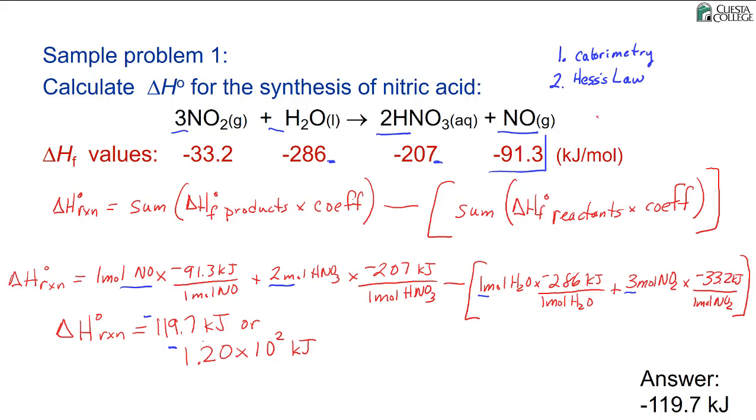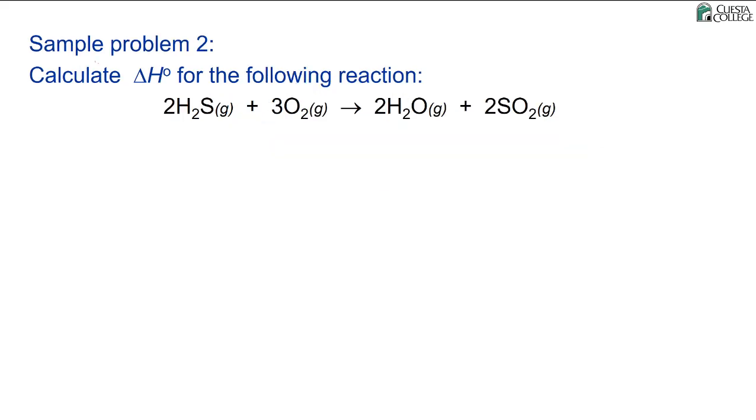If you were writing a thermochemical equation, that could go up here. Delta H of reaction is now equal to negative 1.20 times 10 to the 2 kilojoules. And don't forget that's scaled for mole of reaction, or per mole as a coefficient of each of the substances in the equation. Here's another sample problem.